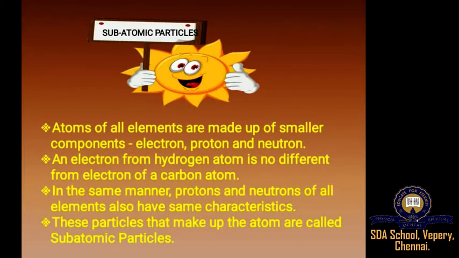The discoveries made during the 20th century proved that atoms of all elements are made up of smaller components called electron, proton, and neutron. An electron from a hydrogen atom is no different from the electron of a carbon atom. In the same manner, protons and neutrons of all elements also have the same characteristics. These particles that make up the atom are called subatomic particles.